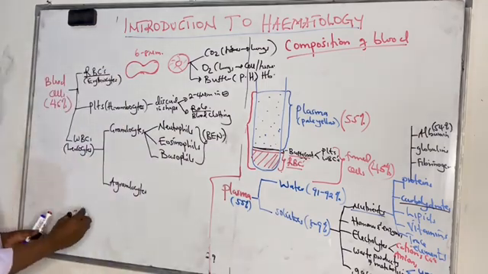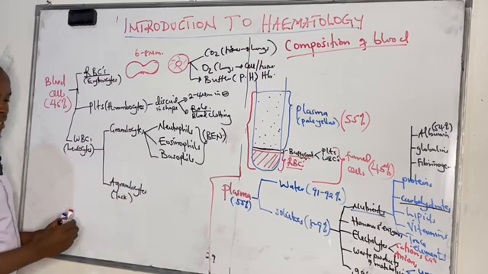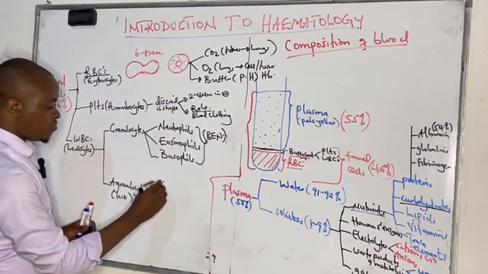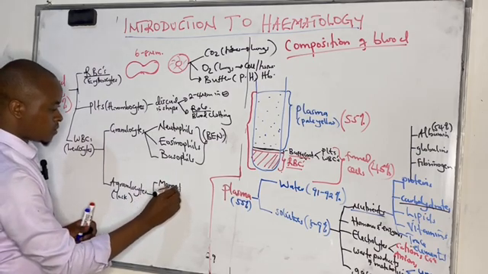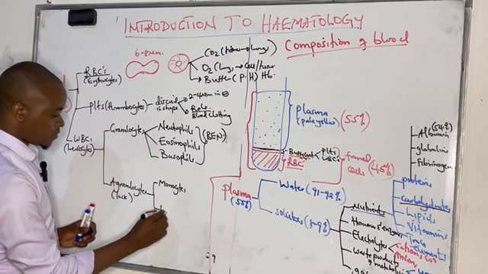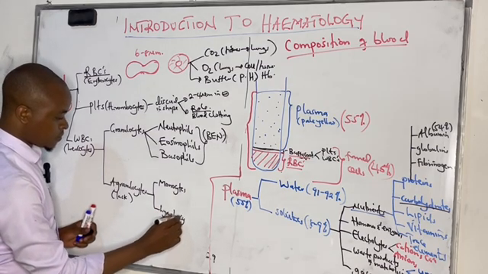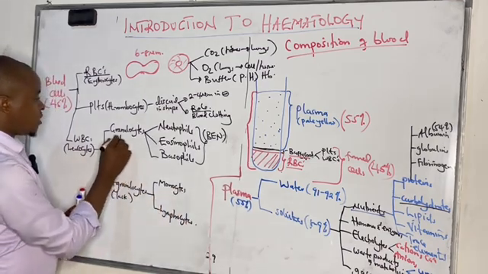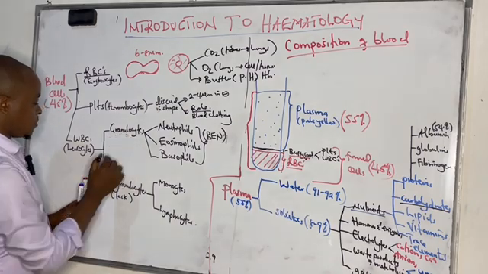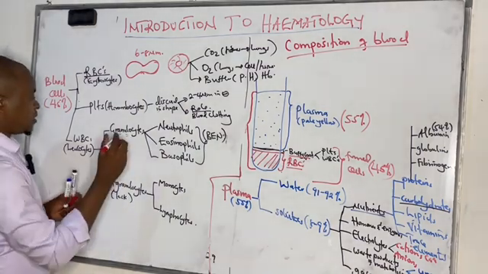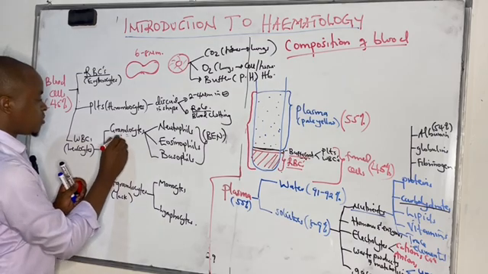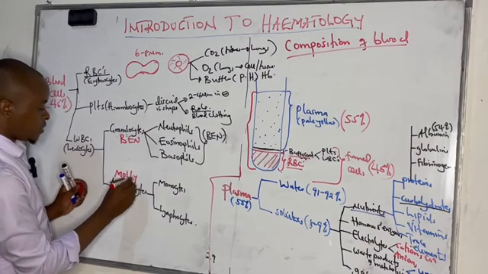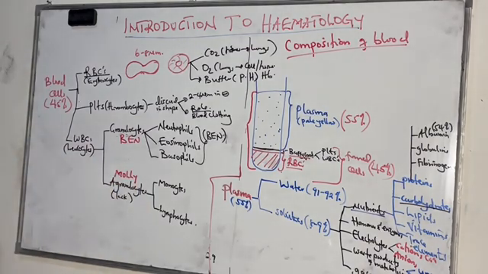Whereas the agranulocytes, they lack granules in their cytoplasm. And they include MOLE, whereby we have monocytes and lymphocytes. The granulocytes which have the granules in the cytoplasm, we call them BEN. This one we call MOLE. So you can use it to always remember them.